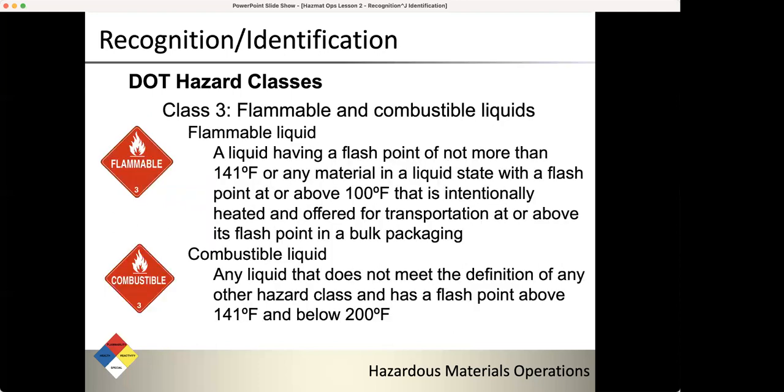Class 3 is flammable and combustible liquids. So what's the difference? A flammable liquid has a flash point above 100, but not above 141. Combustible takes a little bit more heat, with a flash point over 141 but below 200. So flammable is more likely to catch on fire than combustible.